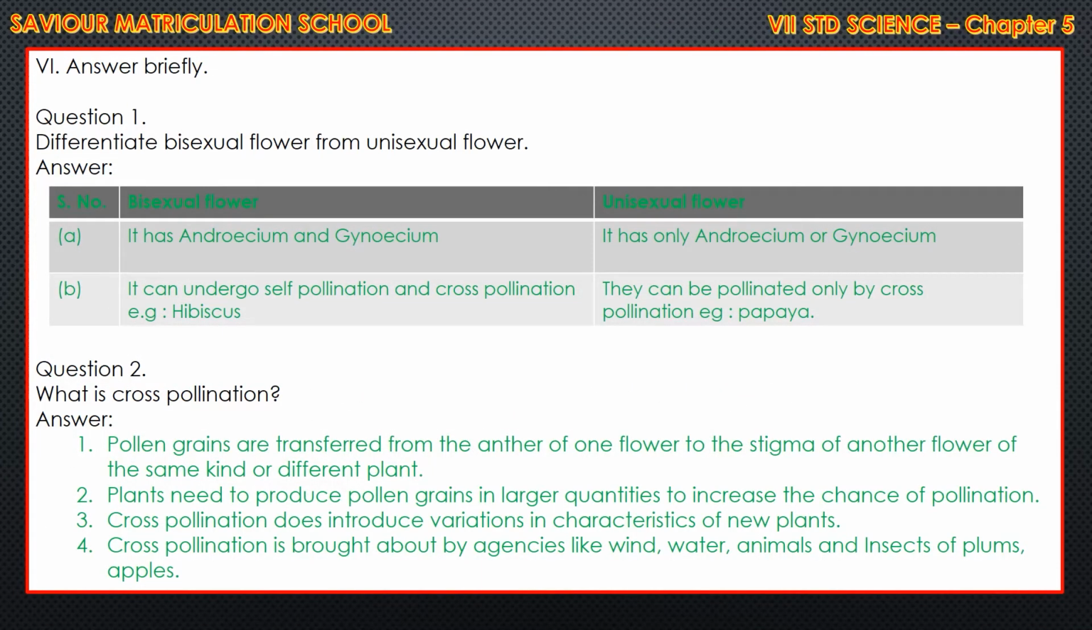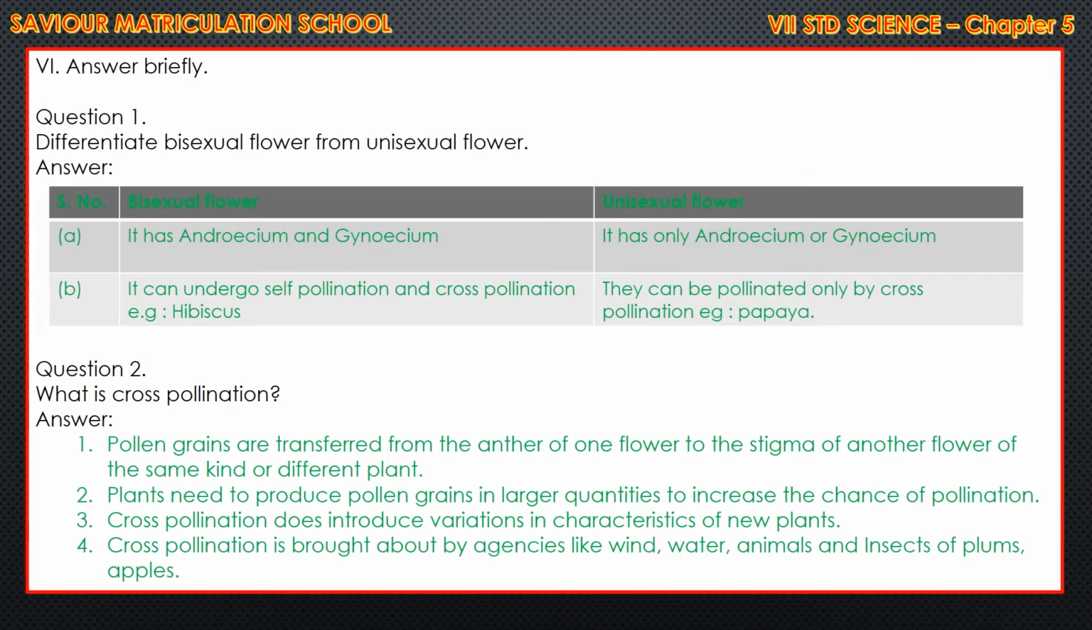Answer briefly. Differentiate bisexual flower from unisexual flower. So we are going to differentiate, children, bisexual and unisexual. So if we take bisexual, it has androecium and gynoecium, and unisexual has only androecium or gynoecium.